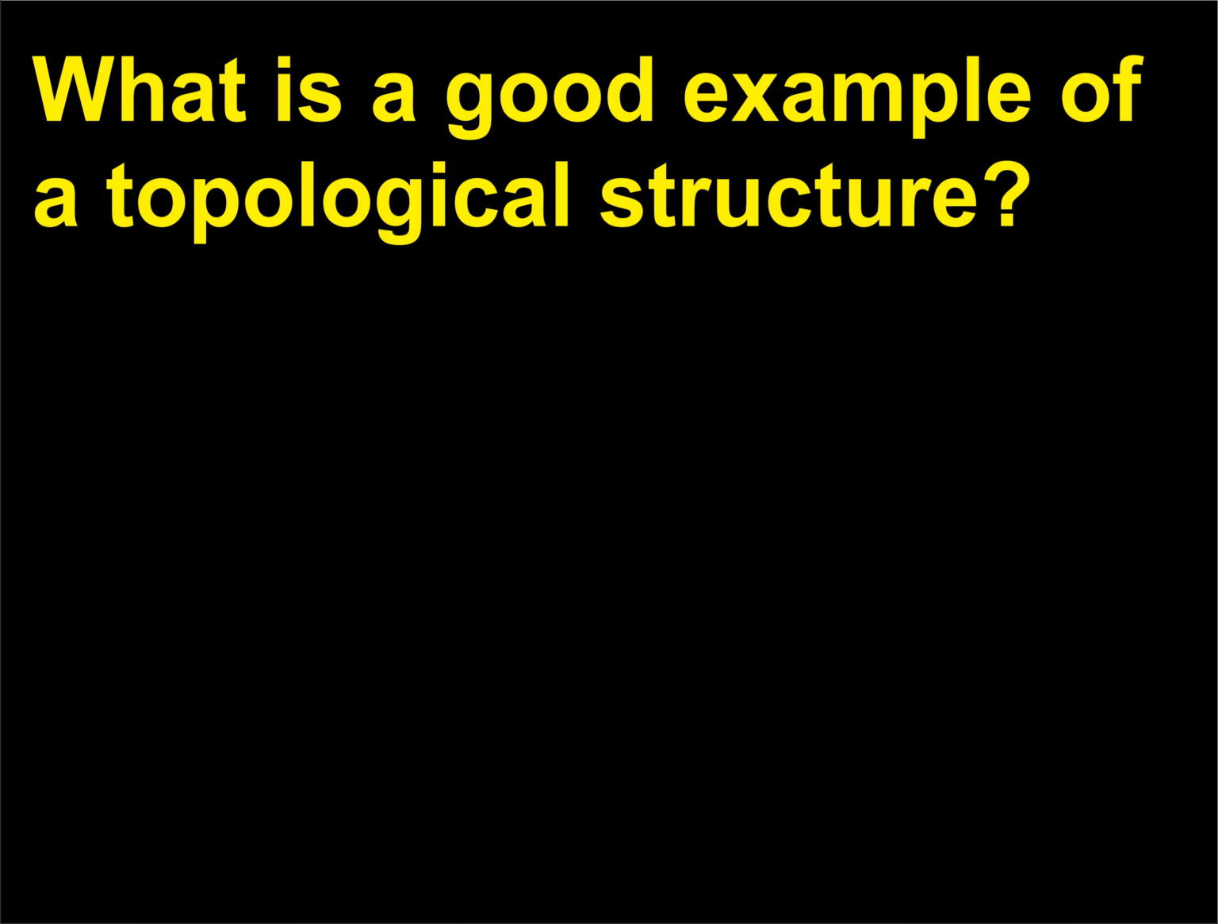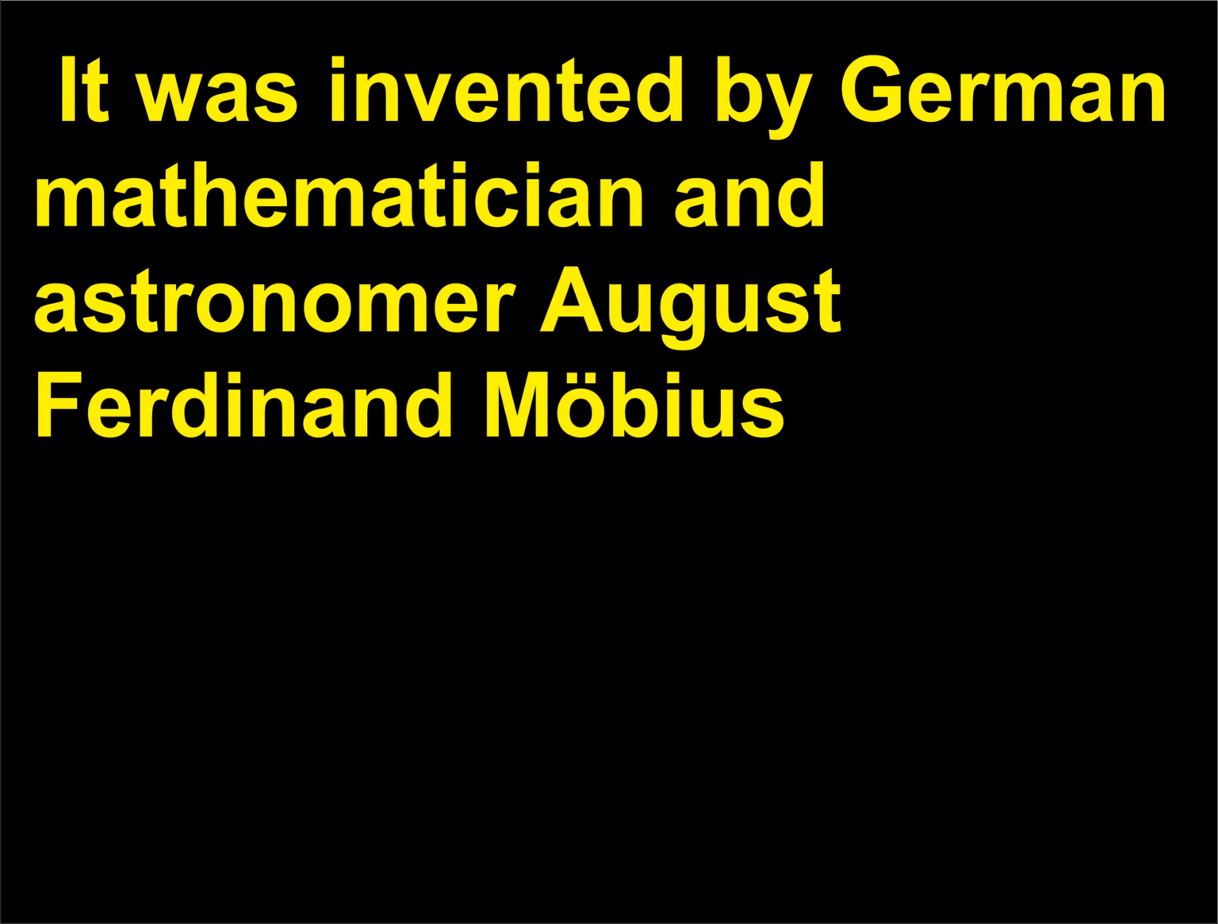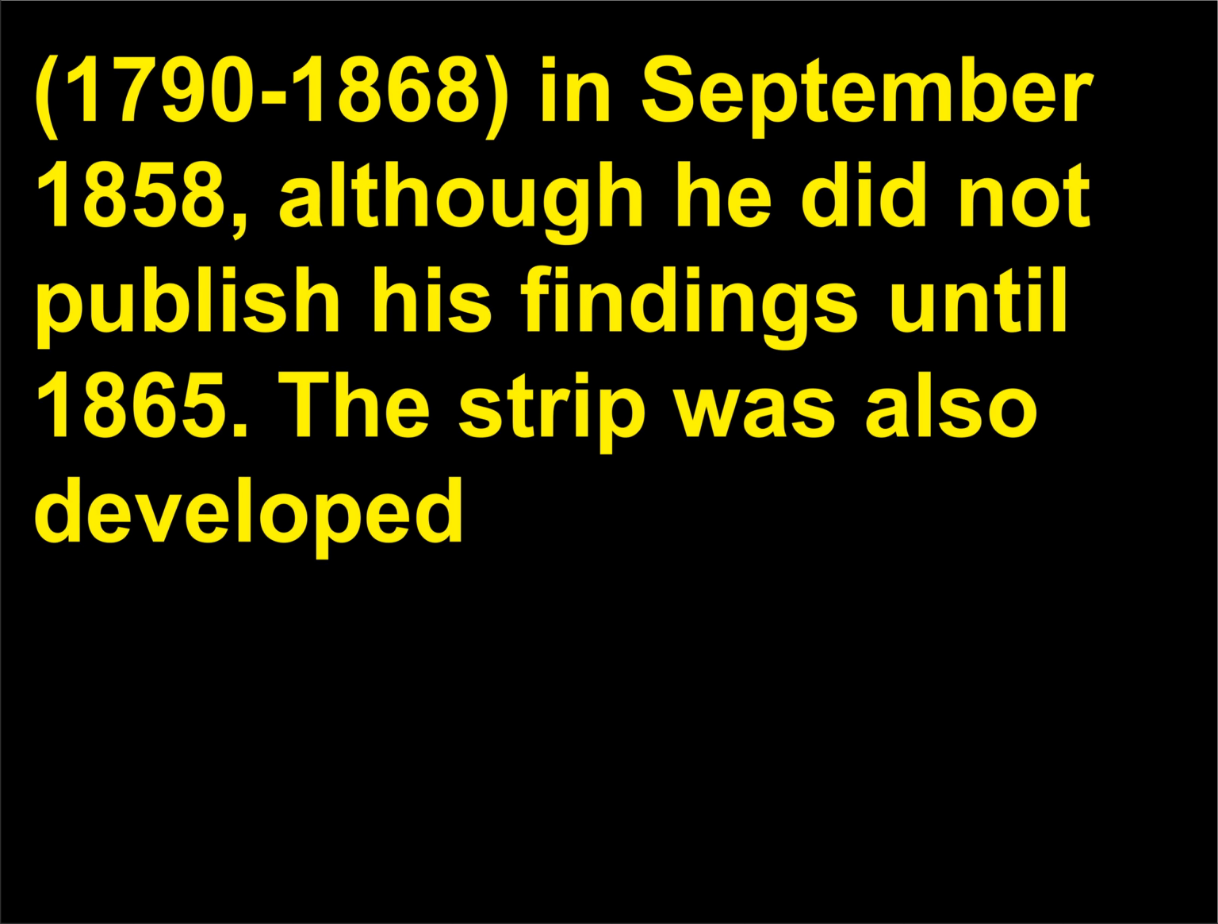What is a good example of a topological structure? A good example of a topological structure is called the Mobius strip, also called the twisted cylinder. It was invented by German mathematician and astronomer August Ferdinand Mobius, 1790 to 1868, in September 1858, although he did not publish his findings until 1865.